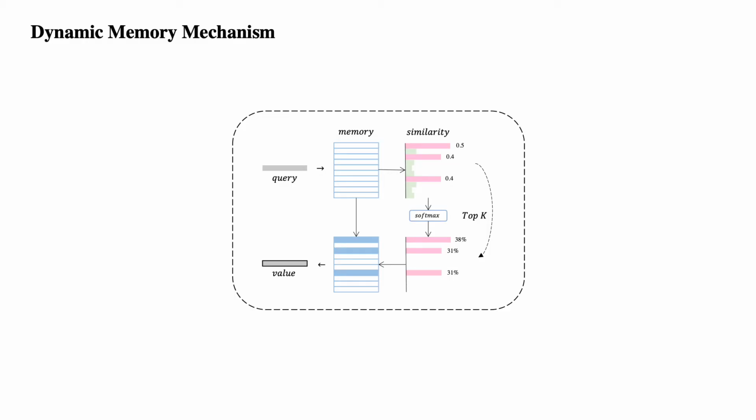This is the overview of the dynamic memory mechanism. Given a feature map as a query, we calculate the similarity between it and the memory items. For each query, we select the top k items in terms of similarity. Finally, we calculate a weighted average value in terms of the matching probability of the selected items as an addressing output.